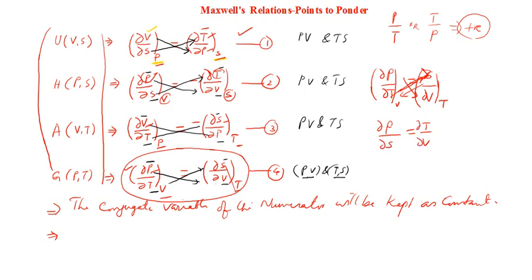These are all fancy techniques. Then you have to keep the things as constants. P is in the numerator, so V will be constant. T is in the numerator, so S will be constant. Now you have to decide the sign, whether plus or minus.